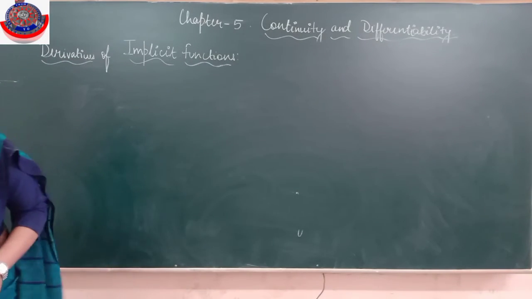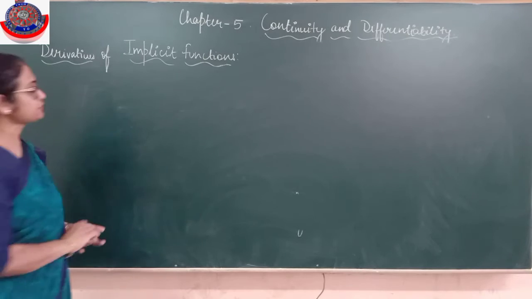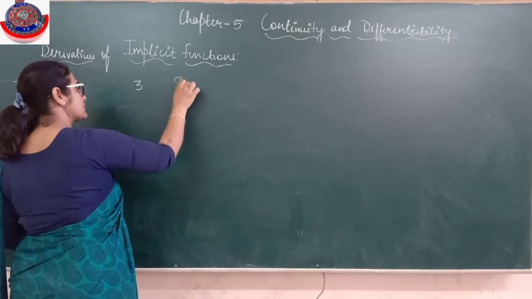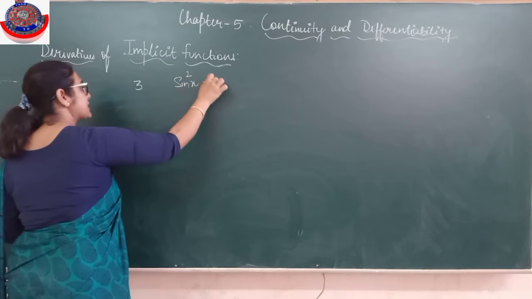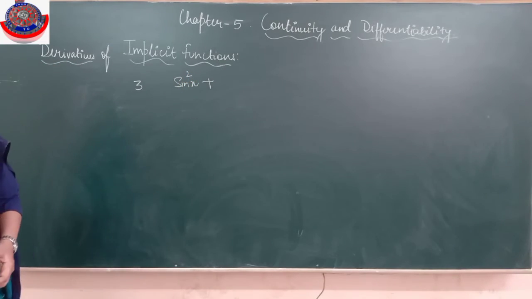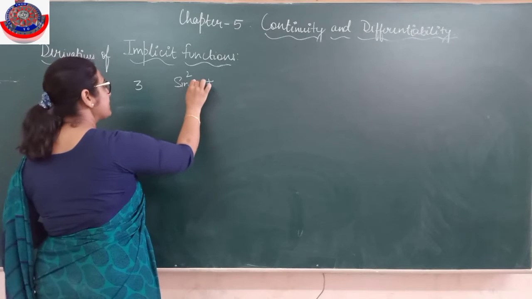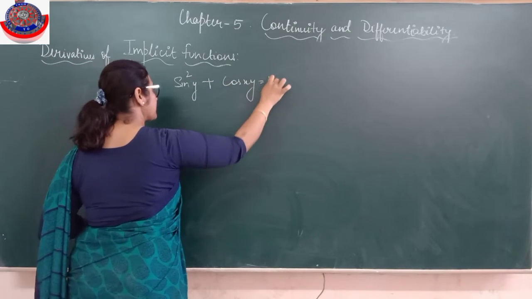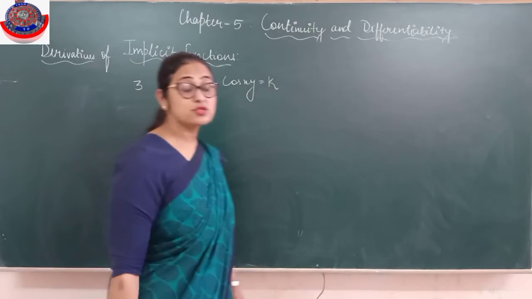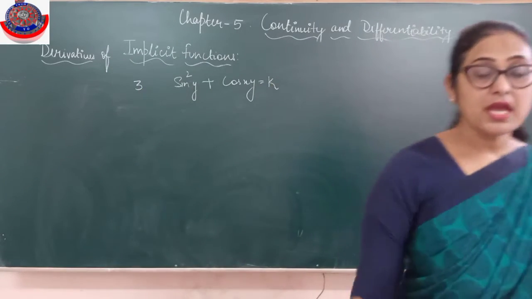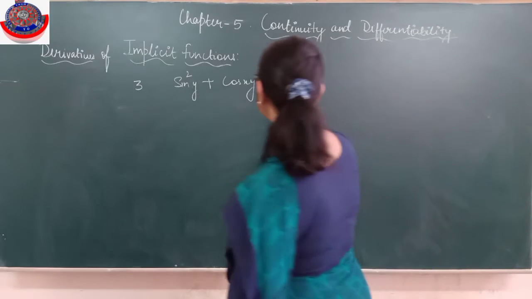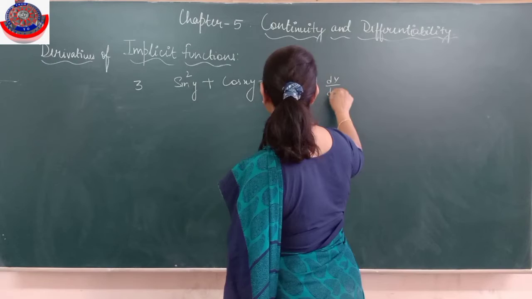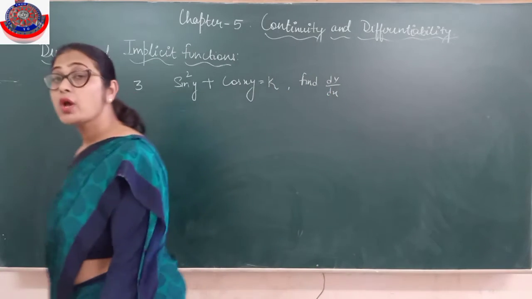Say I have sin square y plus cos xy is equal to k. I am using y so that the maximum confusion, which happens with y, gets cleared. I have to find dy upon dx. That means I will be differentiating both sides with respect to x.